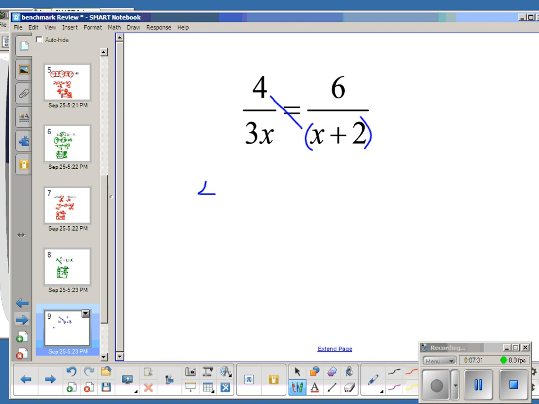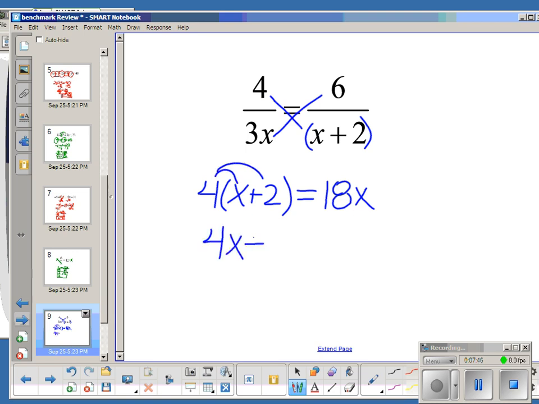So I'm left with 4 times x plus 2 equals 3x times 6, which will give me 18x. And I don't like parentheses, so I'm going to distribute that 4. So 4x plus 8 equals 18x. Variables on both sides, so see if you can finish this one out.